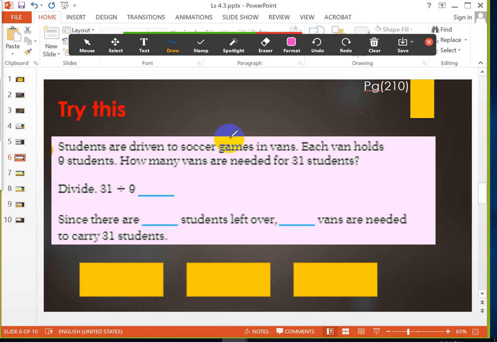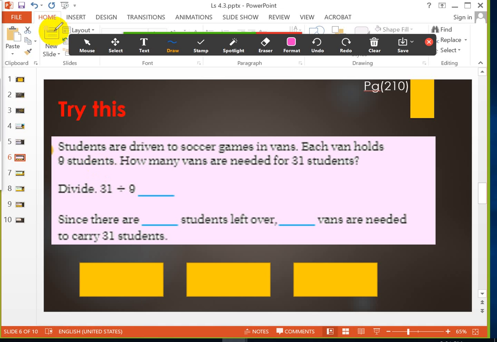So I have here 31 students. This is the number of students, and they want to go with vans to a soccer game. Each van holds 9 students. That means in each van, I can put 9 students. How many vans are needed for 31 students? If I have 31, I want to know the number of vans that I will use to pick up those students to the soccer game.